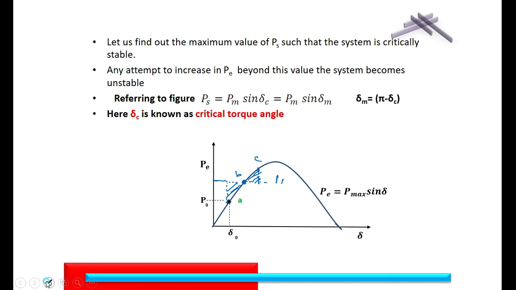Now further I am increasing the output of the machine to this value. In this case, my decelerating area is A1 here. This is operating point B, but the maximum swing is occurring at point C. It goes up to this point C. Here your accelerating area is A2. Now here A1 is just equal to A2.